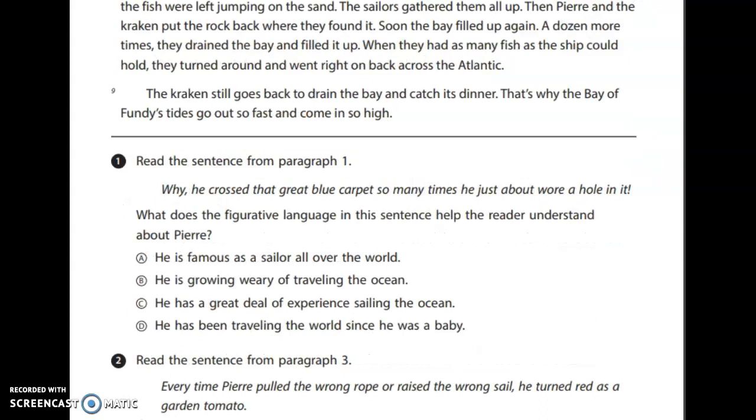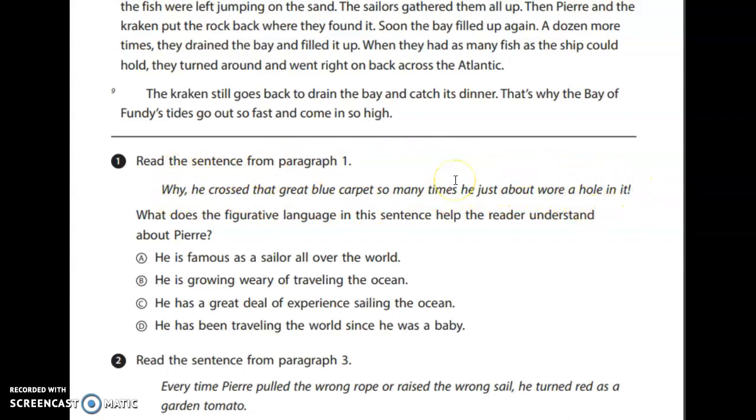Now let's answer our questions. Number 1, read the sentence from paragraph 1. Why, he crossed that great blue carpet so many times he just about wore a hole in it. What does the figurative language in this sentence help the reader understand about Pierre? Well, first, what type of figurative language is this?